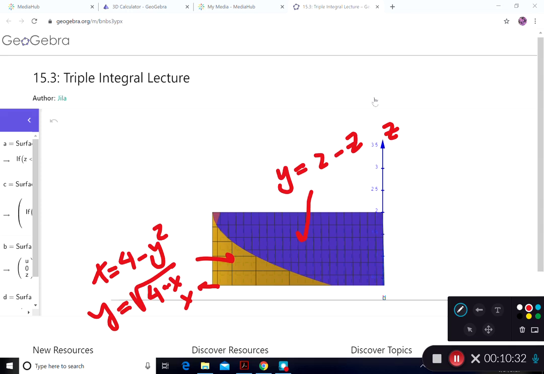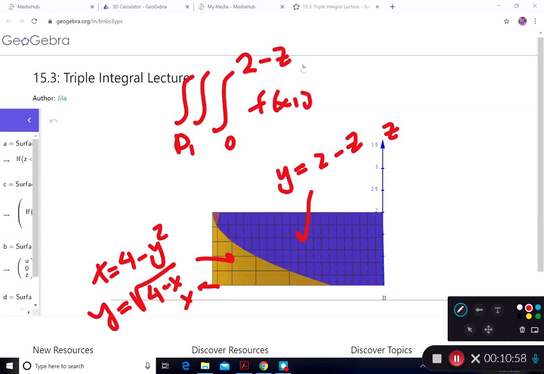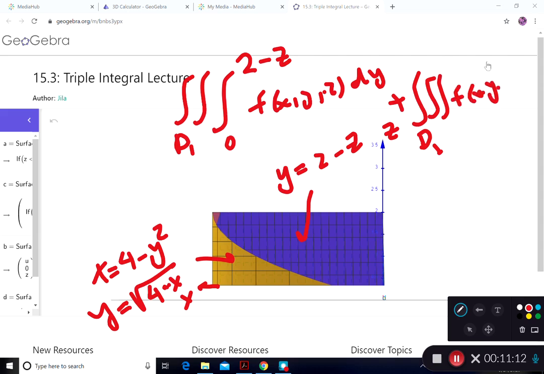So when I'm setting up the most inner integral, I will have two regions. Region D1, which has the cap as the blue part, runs from 0 to 2 minus z, and then f of x, y, and z dy, plus region D2 for the outer double integral, and then f of x, y, and z dy. And then there is a dA out here and a dA out here.